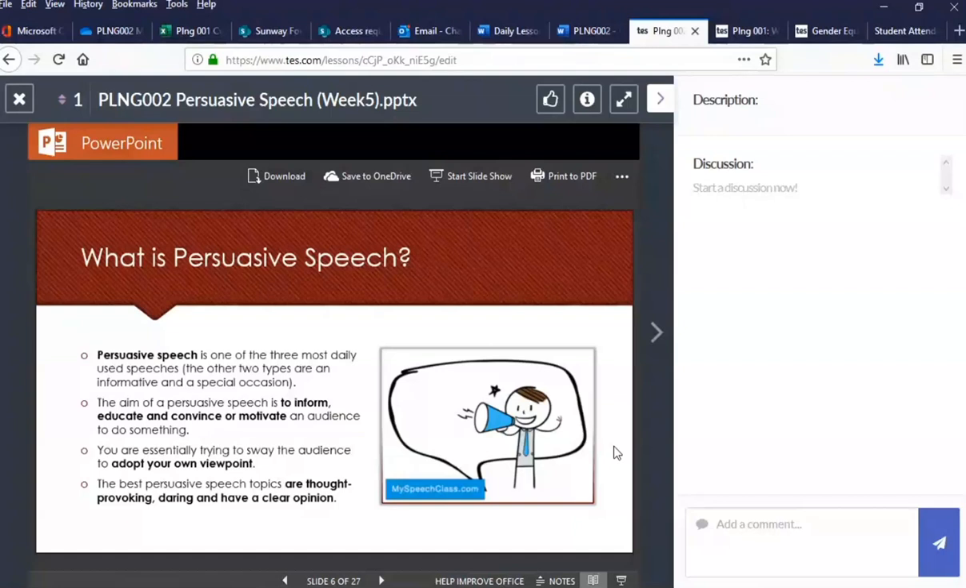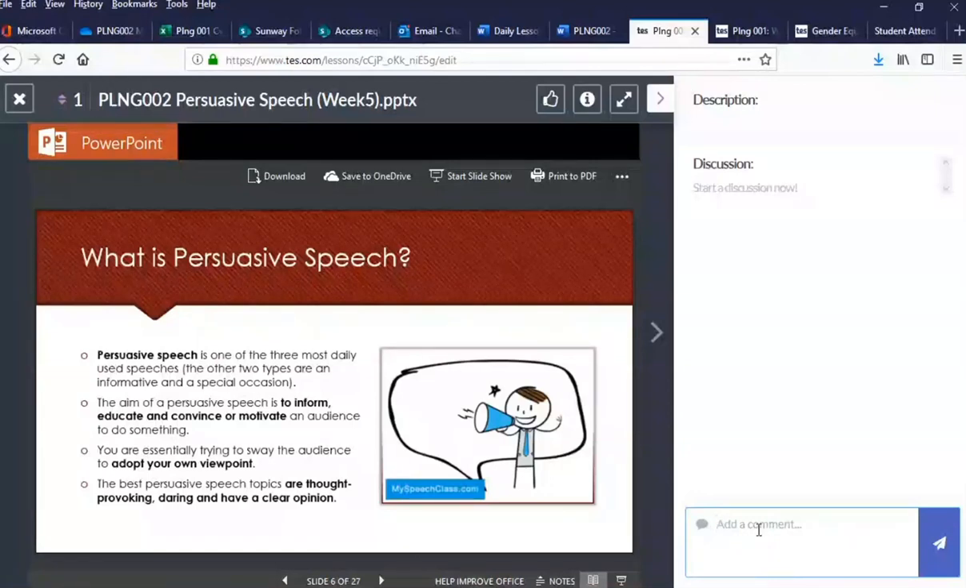The other 2 types are the informative and special occasion speech. Persuasive speech is the most used type of speech. Normally, when we go out into society, the speeches that we will be giving are one of these 3: persuasive, informative, and special occasion, meaning when you get married and all that. Informative means you are giving a speech to tell the public certain information, and a persuasive speech is a speech that you give to persuade them to do something. That's why it is called a persuasive speech.